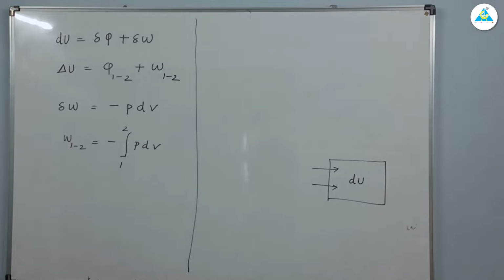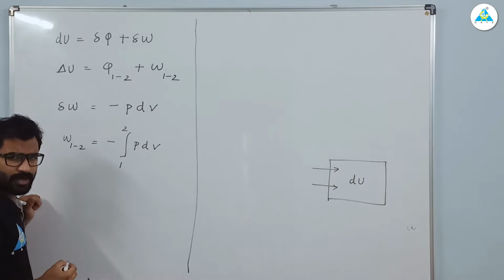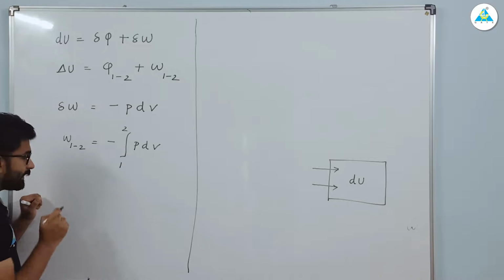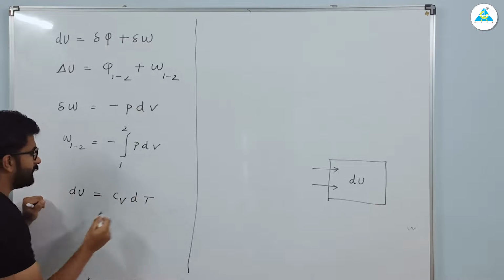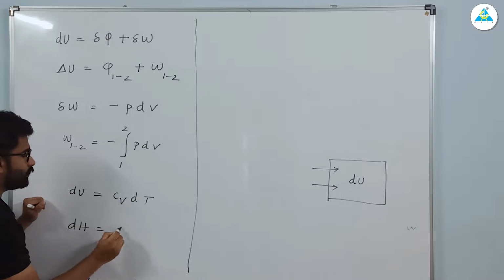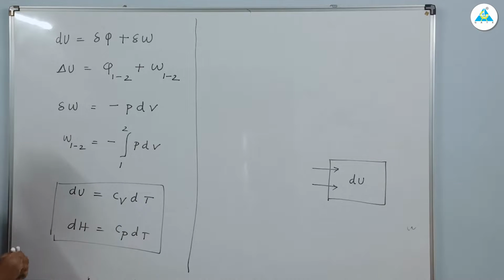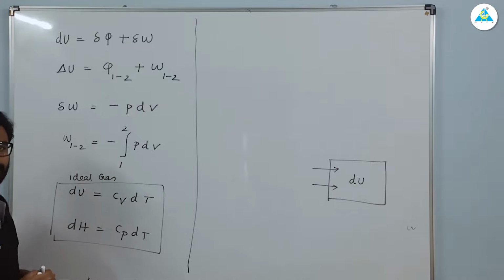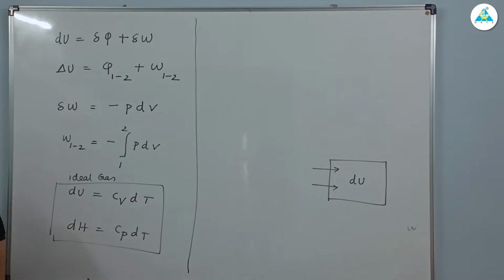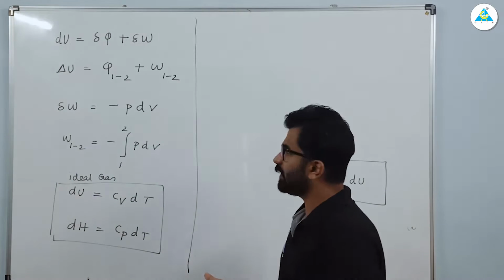We started with everything, right? Now after that, what did we discuss? For every ideal gas process, you have two equations: dU is equal to Cv dT and dH is equal to Cp dT. These two equations are valid for any ideal gas process. Whichever ideal gas process you are talking about, these two equations are valid. So these are the four things we have discussed.